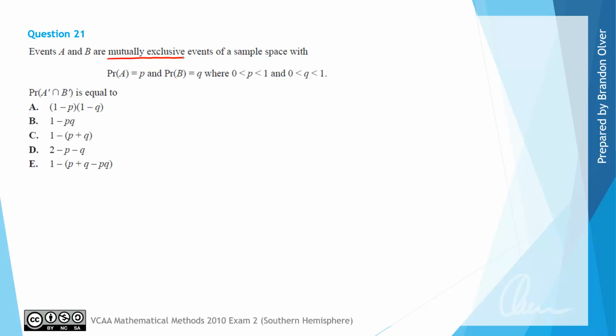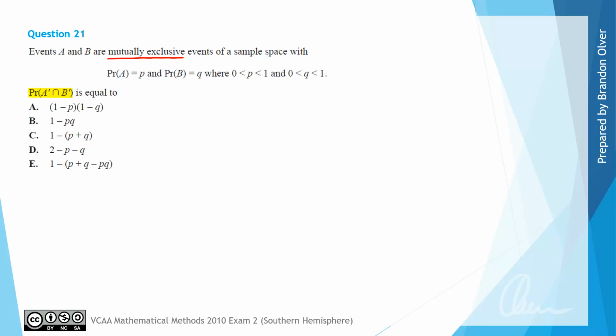the following. We know the probability of A is equal to P, the probability of B is equal to Q, and we know that both P and Q are some number between 0 and 1. The question is asking us to find the probability of A complement intersecting B complement.